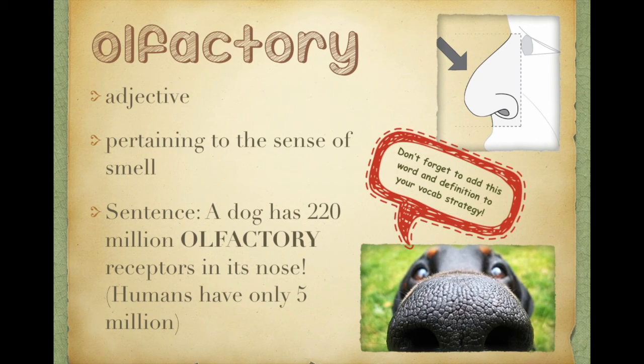The sentence here reads, a dog has 220 million olfactory receptors in its nose. And I thought it was interesting that humans only have 5 million. So obviously a dog's sense of smell is so much stronger and more powerful than a human's. In the book it reads, expert perfumers have developed olfactory senses that can identify various scents in a complex fragrance.